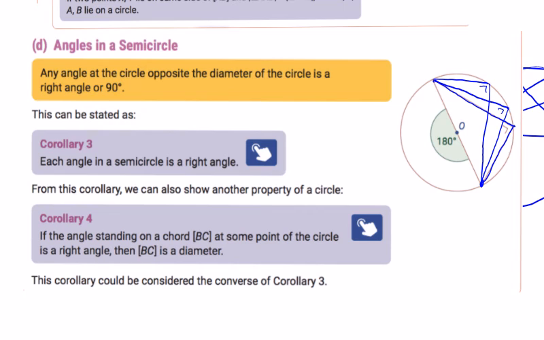So corollary 3: each angle in a semicircle is a right angle. And corollary 4: if the angle standing on a chord at some point of the circle is a right angle, then the chord, obviously BC, has to be a diameter. So now let's look at some questions dealing with circles.